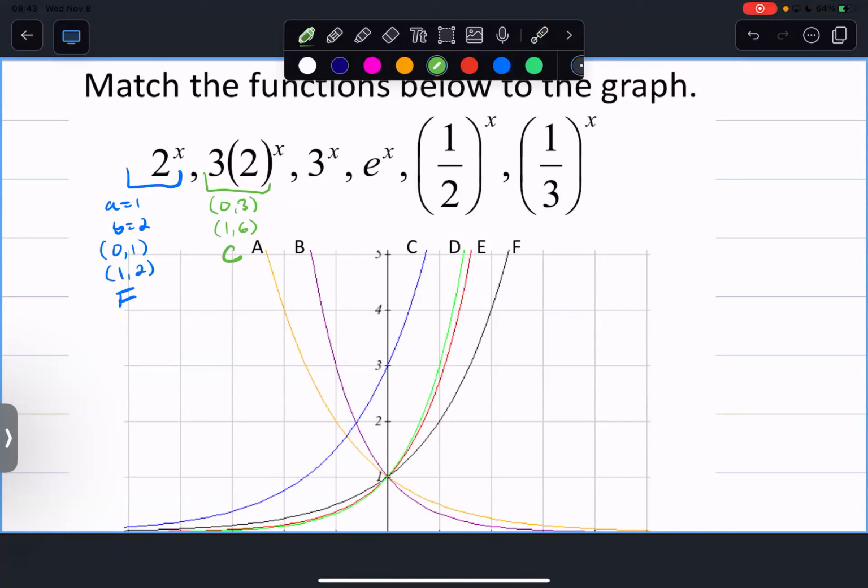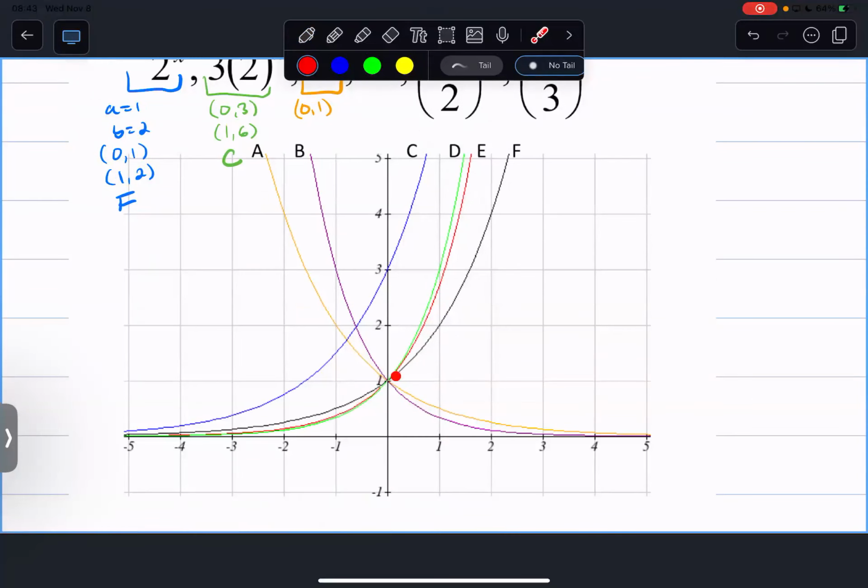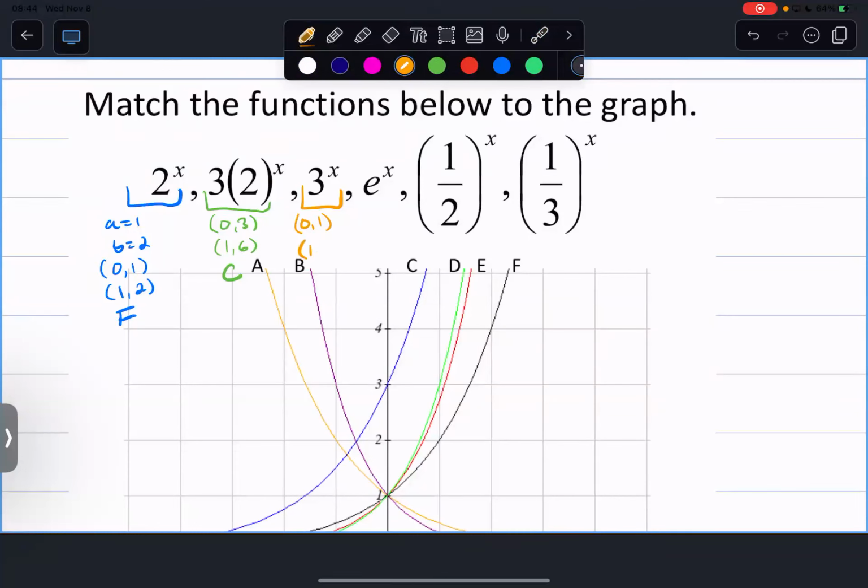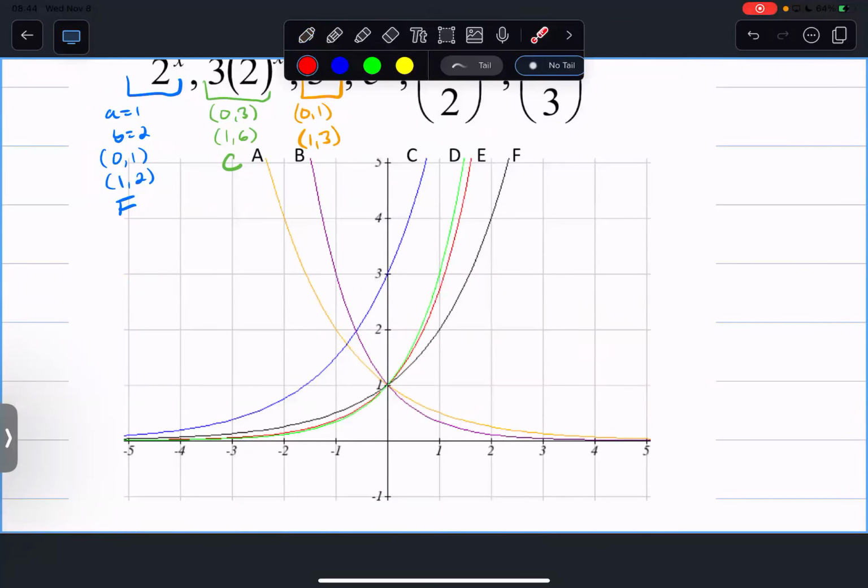Next one, try to cycle through my colors here. A is 1, B is 3, so I have to pass through (0, 1). In fact, just looking at all these graphs, they all have to have an A of 1 from this point on. I've already used up the one easy get. How about (1, 3), right? 1 times 3. Okay. Let's see. So (0, 1), (1, 3), which is what I tried to go for before, but that's going to be D.